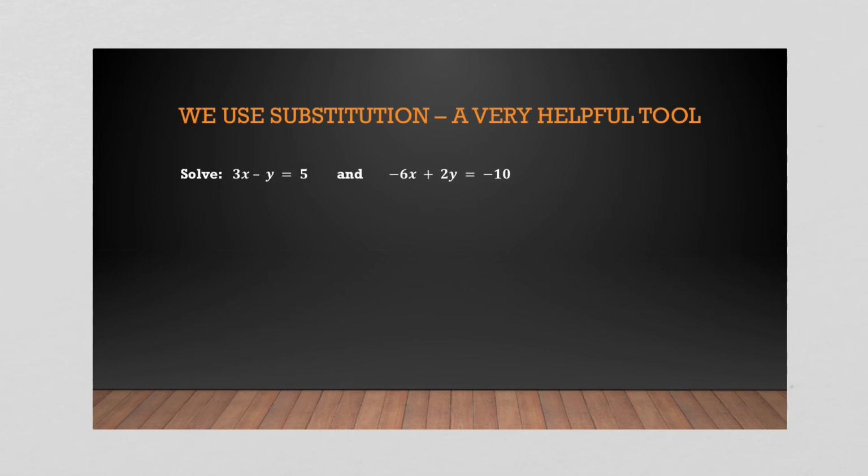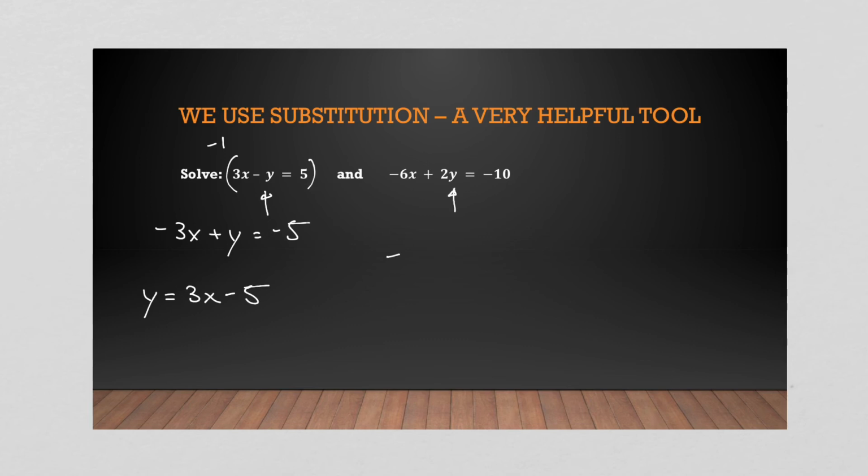Let's look at another one. Now in this case here, my y is almost alone, but it's a negative. So again, I'm just going to multiply this whole equation by negative 1 first. Gives me negative 3x plus y, which was what I wanted, equals negative 5. And now I'll add 3x to both sides and end up with the equation y equals 3x minus 5. So I'm going to sub that y value in for here.